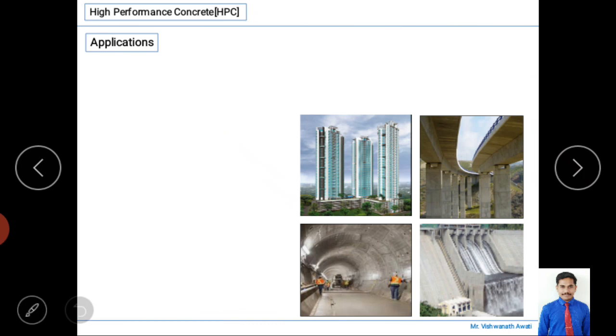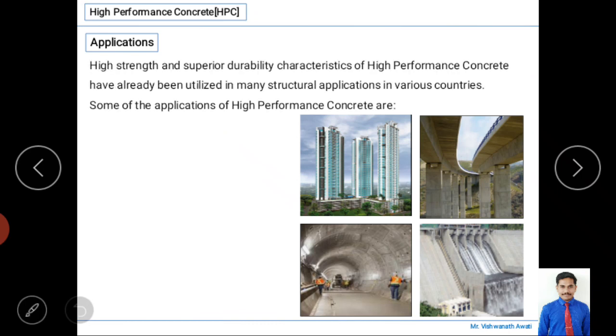Next are some of the applications. Almost in most places they are using high performance concrete, with high strength and superior durability. Why? Because the high strength and superior durability characteristics of high performance concrete have already been utilized in many structural applications, not only the few noted here, but other places in various countries also. Some of the following are applications of high performance concrete.